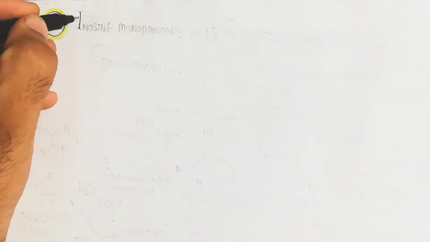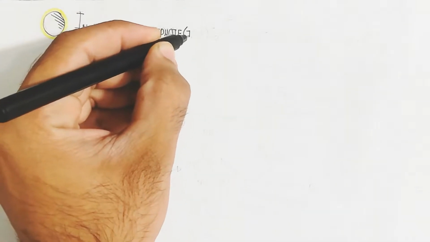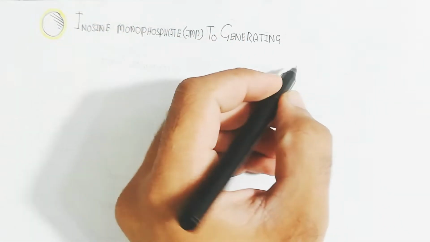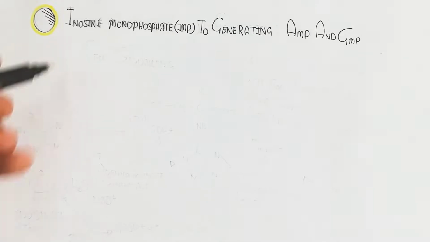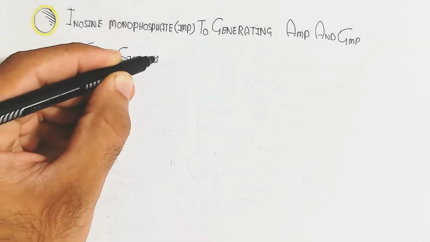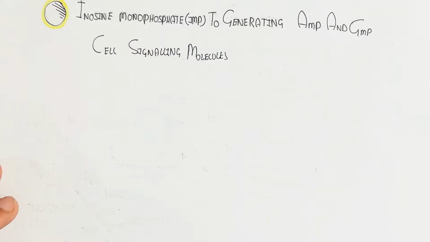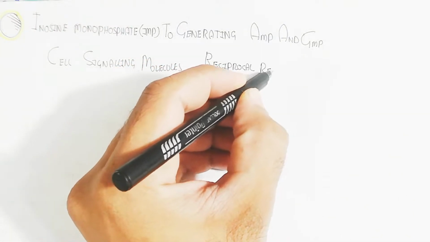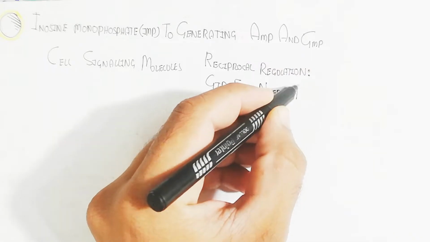Hello, in this video we will discuss how inosine monophosphate (IMP) is used to generate AMP and GMP. IMP is a central metabolic molecule used for the synthesis of the nitrogenous bases for DNA replication and cell division, mitosis. We will also learn about cell signaling molecules, and the reciprocal regulation: GTP is needed for AMP synthesis and ATP is needed for GMP synthesis.